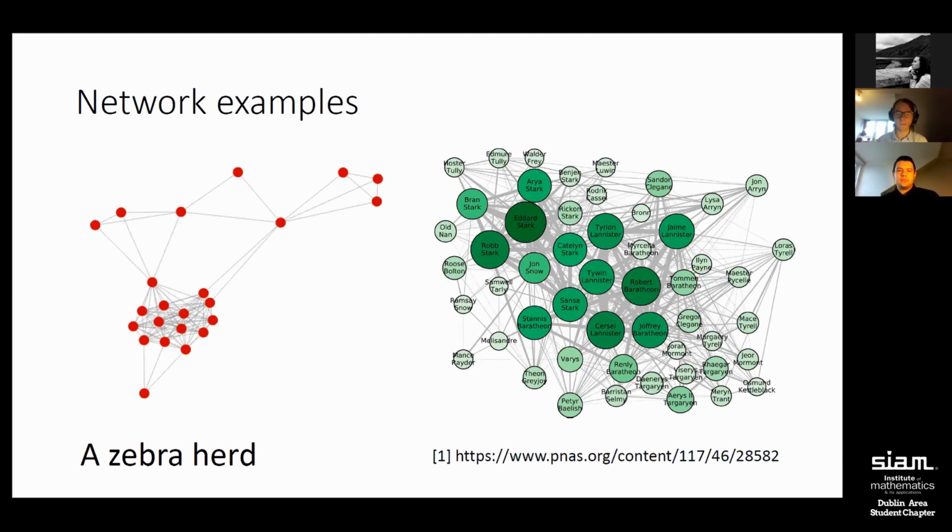On the right, this is a recent work. One of my other collaborators, Project McCarran from UL, also worked on this. So this is the network in A Song of Ice and Fire. So these are interactions between all the characters from the Game of Thrones series.